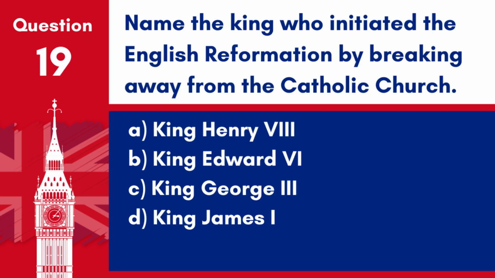Question 19. Name the king who initiated the English Reformation by breaking away from the Catholic Church. A. King Henry VIII. B. King Edward VI. C. King George III. D. King James I. Answer: A. King Henry VIII. King Henry VIII initiated the English Reformation by breaking away from the Catholic Church.